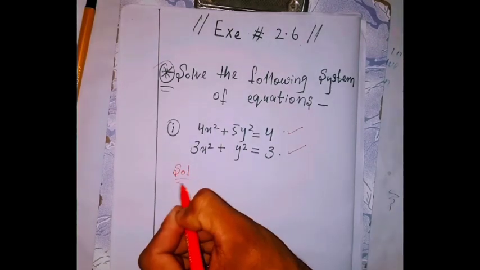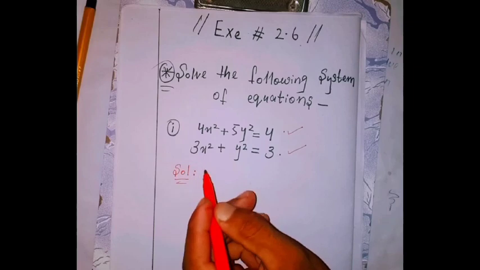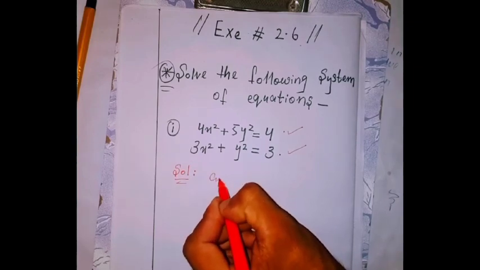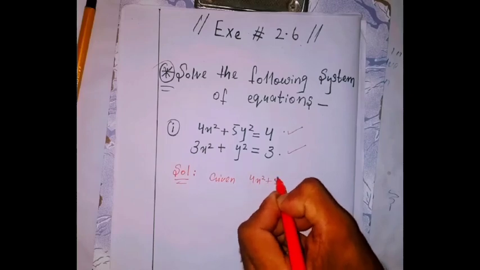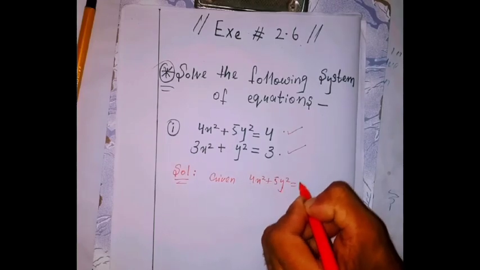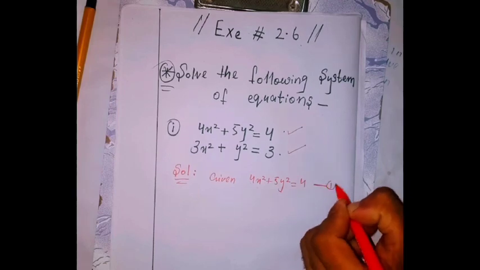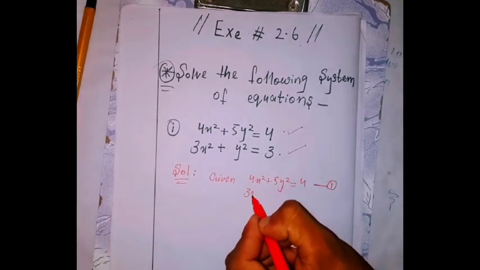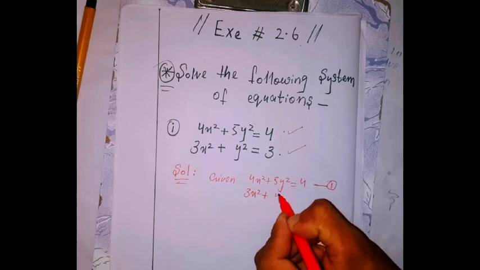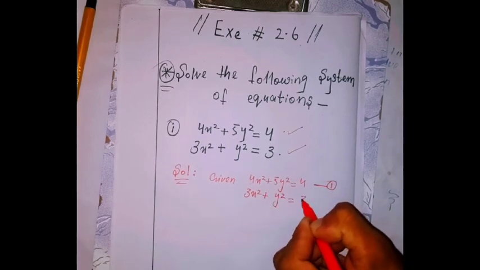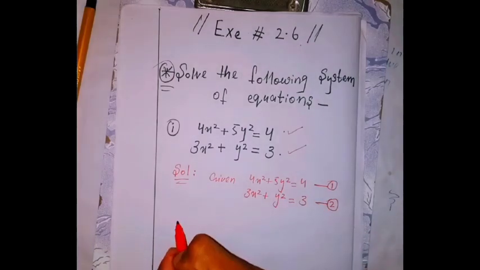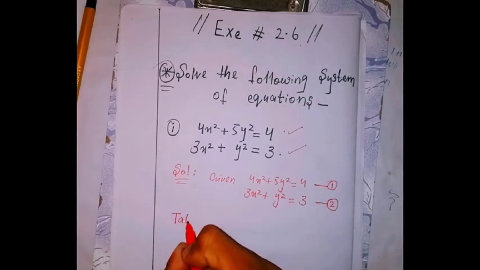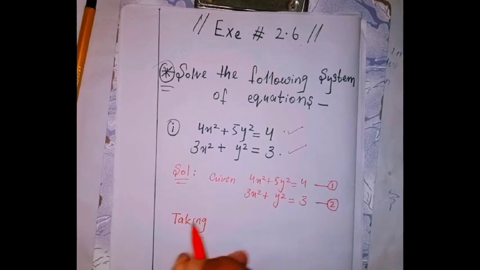So the solution for the given question is, here we are given two quadratic equations. So we can write the given equations. The first one is 4x square plus 5y square is equal to 4. So equation number 1. The second equation is 3x square plus y square is equal to 3. So we can write equation number 2. Now to solve the given system of equations, we take equation number 2.